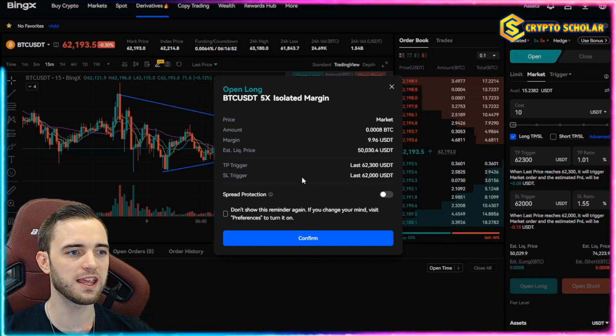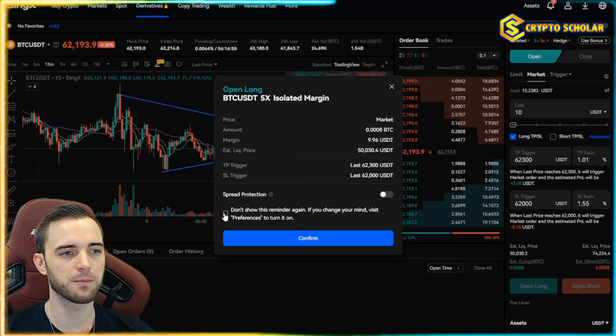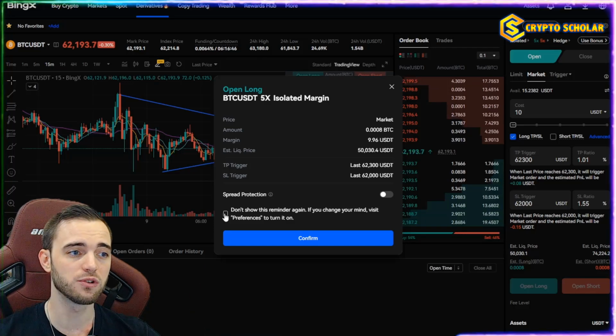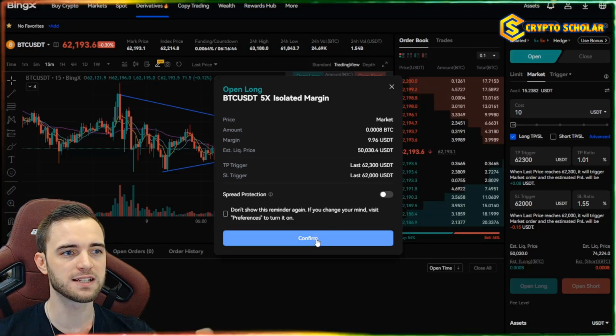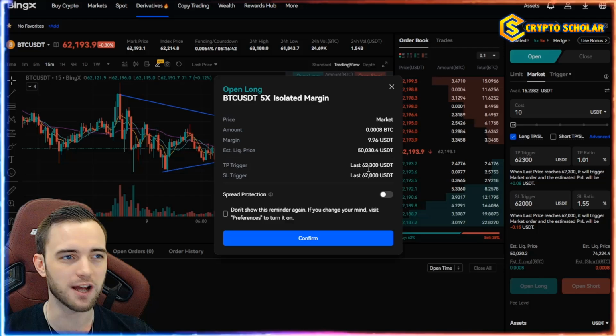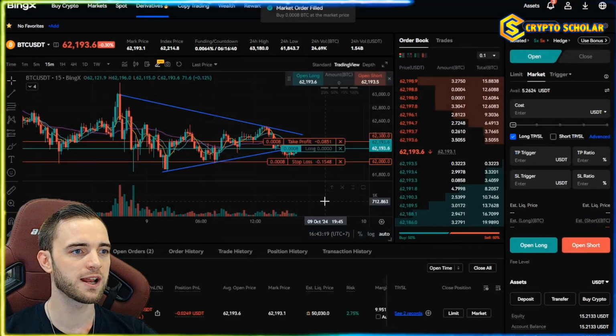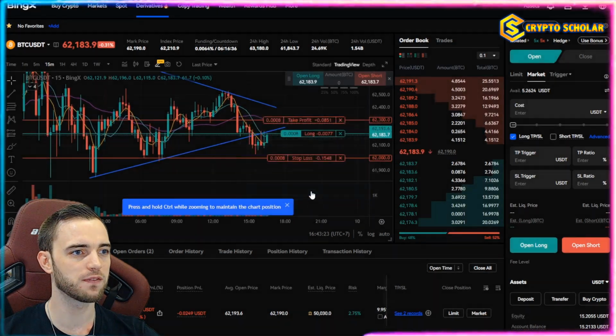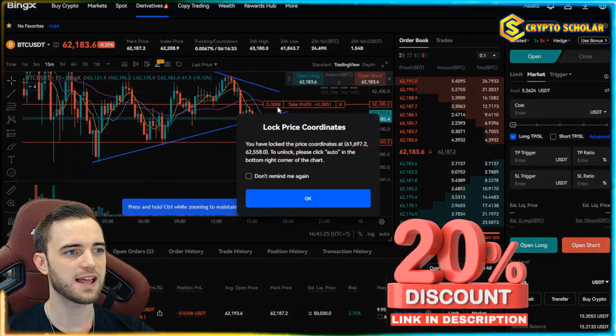Everything, just confirming it here, and you can actually turn this off if you want a bit more of a faster way in. Sometimes price is moving very, very quickly, and you do just want that quicker, right? But I like to leave this on to really confirm it in case I've made any typos. So we're going to confirm that trade, bang it in, and as you can see on our chart right now, we do have our take profits and our stop losses set in stone.